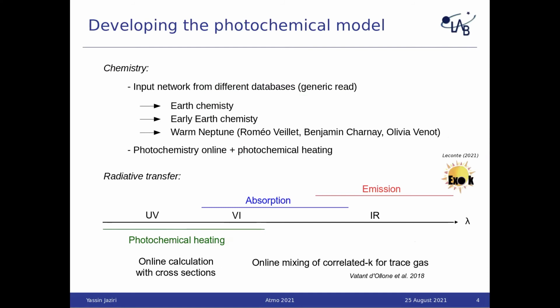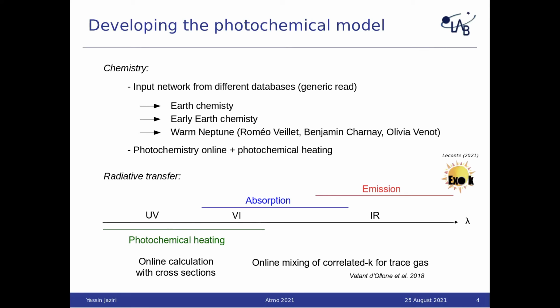The first implementation was to adapt a generic read for the diversity of chemical networks, which have been tested with an Earth, an early Earth and a warm Neptune network. But the crucial development was to implement online calculation of the photochemical rates and the photochemical heating tendency, which cannot be done in a generic way with pre-calculated lookup tables as was done before. One of the challenges was to be careful about coupling the different radiative transfer methods in the GCM, because the photochemistry uses cross sections, while the general radiative transfer uses correlated-k tables to speed up the GCM.